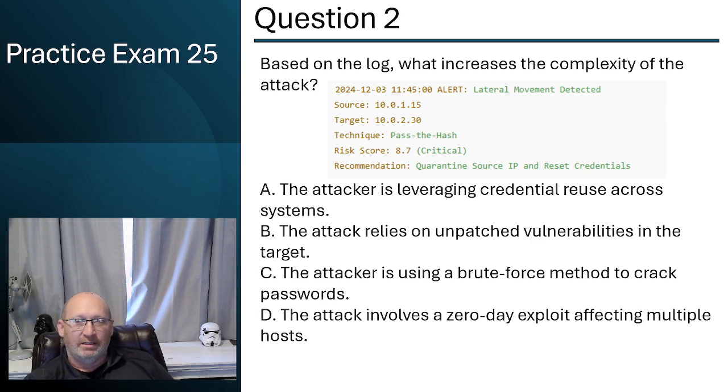We see this log: lateral movement detected. We see the source and target IP address. We see a technique of pass the hash. We see a risk score of 8.7. And, of course, a recommendation to quarantine the source IP and reset the credentials. But that's not what it's asking. It's asking what increases the complexity of this attack. All right, let's start with A.